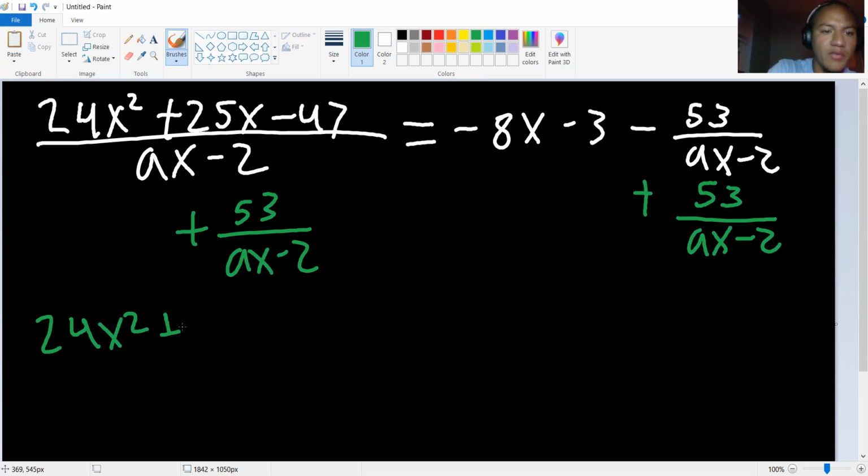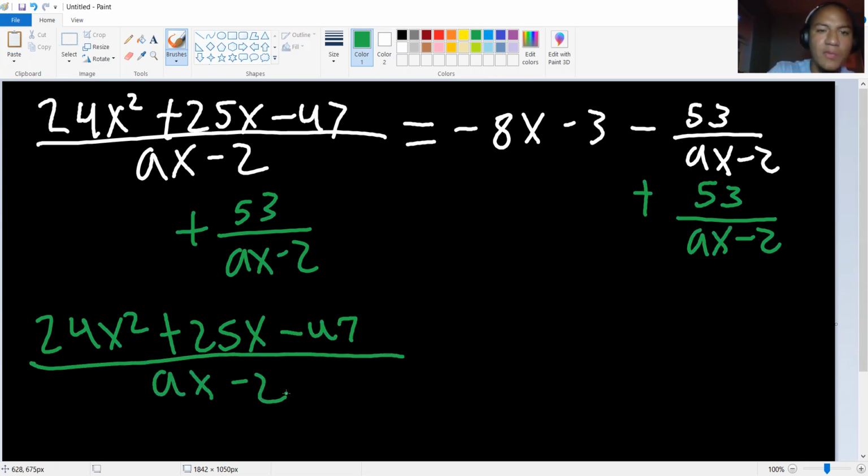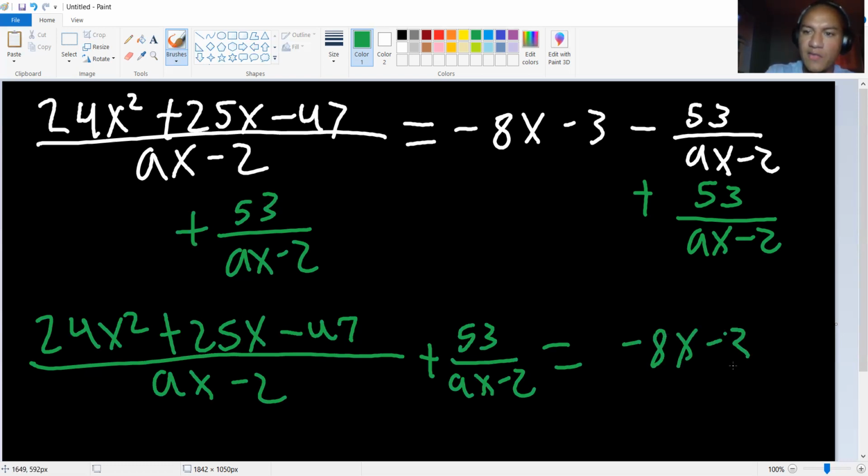24x squared plus 25x minus 47 over 8x minus 2 plus 53 over 8x minus 2 equals negative 8x minus 3. And these two cancel out to give you 0. So notice that the 53 over ax minus 2 can now be added with the other fraction because they have the same denominator.